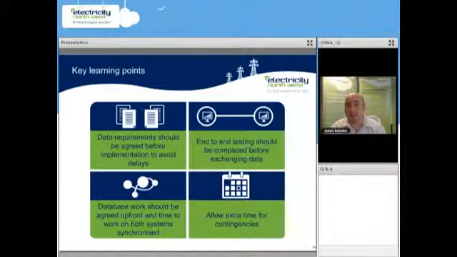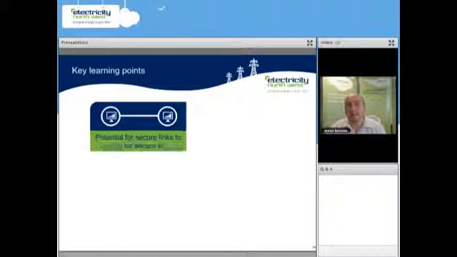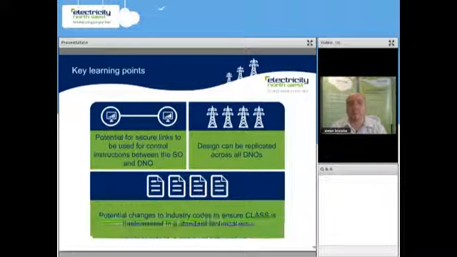Looking into the future, we actually see that this is something that can be replicated across all DNOs, so it could be a big benefit to everyone. The potential for a secure link to send control instructions between the SO and the DNO is really quite important, and it's also very, very robust. There is a potential change for some form of industry codes to enable CLASS to be implemented in a standard technical way, so that everyone implements it in exactly the same fashion.